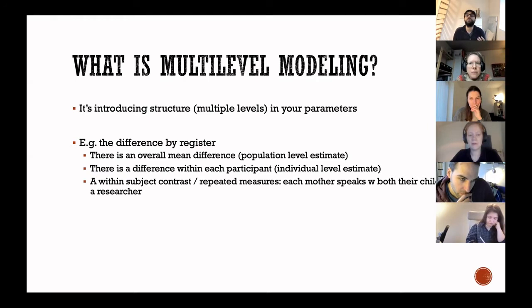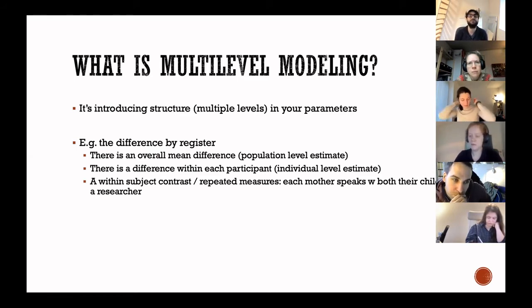But there is also a difference within each participant. Each mother in the corpus was talking to their child at one time point and talking to an adult at a neighboring time point, which is what we usually call a within-subject contrast, or within-subject repeated measures. I said that already. What we want to do now is to add these levels into our models, because before we conveniently forgot to do so. This is stuff that we know about our data and that we should account for.